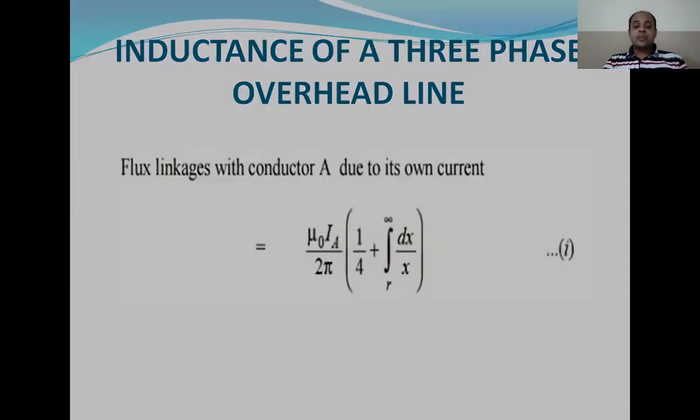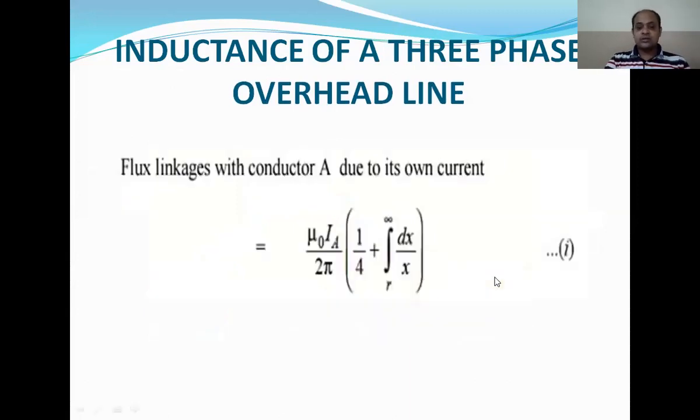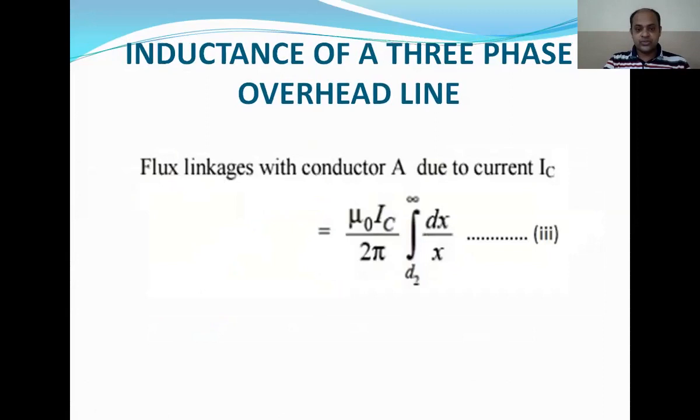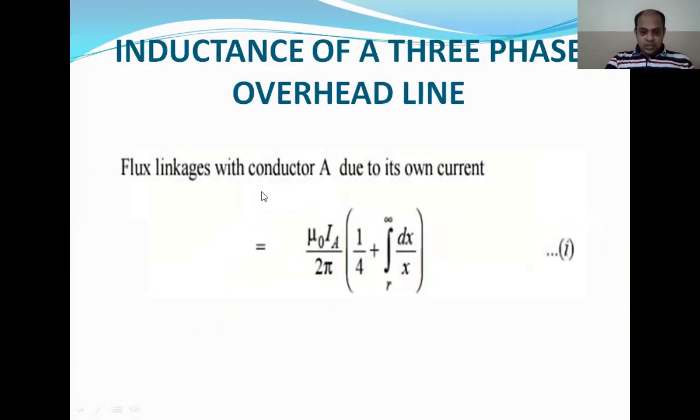Now, conductor A is also mutually connected with conductor C. So we have to consider that flux linkage also: the flux linkage with conductor A due to current IC. It is mu 0 IC by 2 pi integration d2 to infinity dx by x. Why d2? Because the distance between conductor A and C is d2. So this is the overall flux linkage of conductor A.